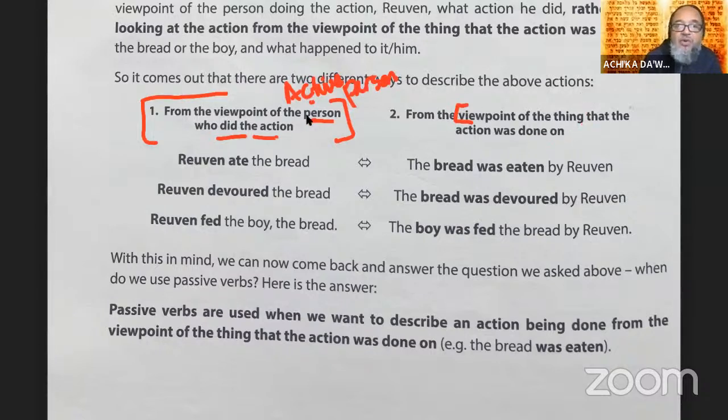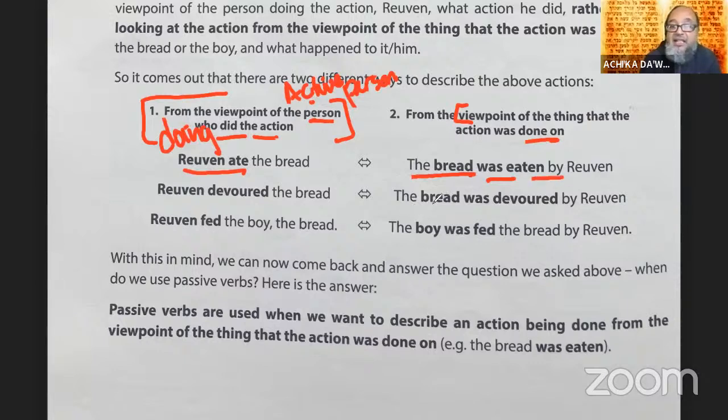So it's not the one doing the action. So this is one who's doing, and this one right here is done on, okay? That's a good way for you to remember. So there's two different ways to look at it, okay? Reuven ate the bread, Reuven did the action. The bread was eaten by Reuven, okay?